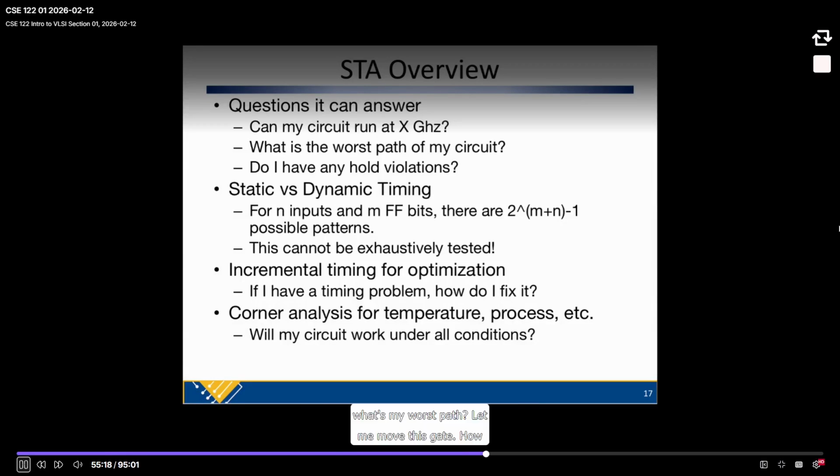Let me move this gate. How does it affect my timing? It's on my critical path. If I move it here, does it get better? Okay, keep it there. Now if I move this one, does that work? Okay, keep it. And so it literally does a lot of informed decision making. It'll look at your critical paths and try to fix things on the critical paths, but the way it evaluates whether it improves the timing or not is it tries it, and it reruns timing.